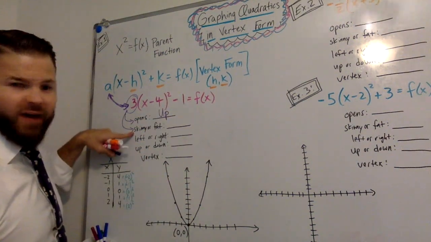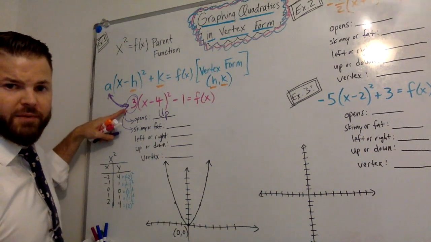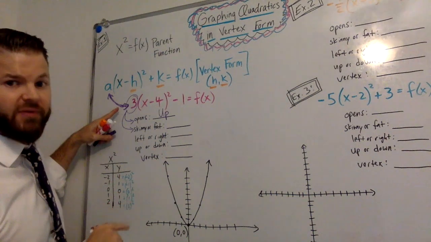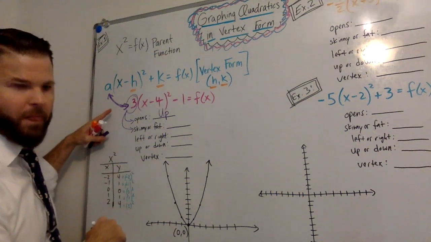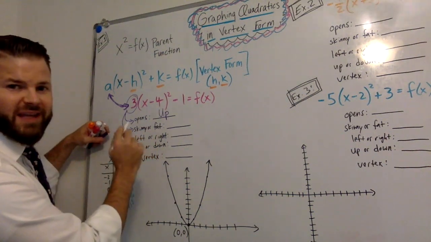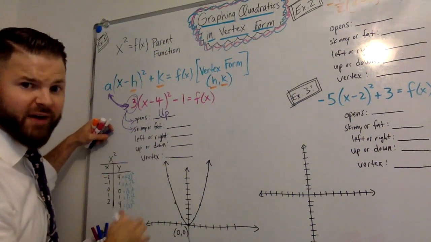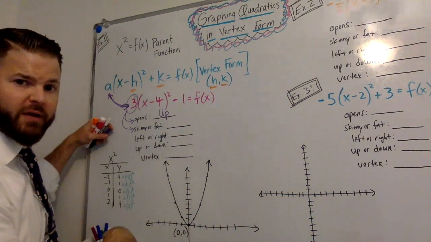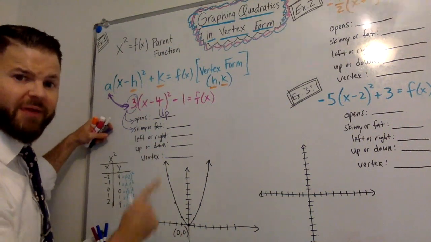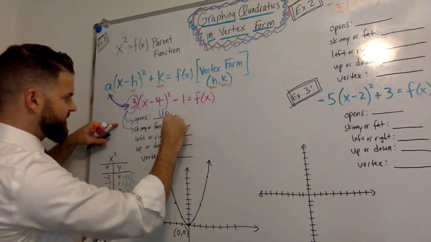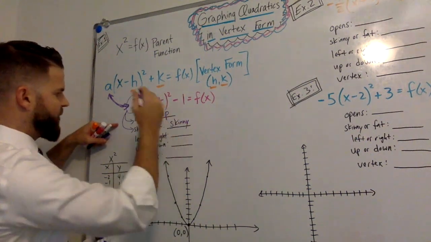If I ask you if it's skinny or fat, this guy's going to determine that. Fractions, all fractions are fat, positive or negative. It's a fraction, he's a fat parabola. Numbers are skinny. If it's a positive or negative, like a -3, -4, -5, that's skinny, but it opens down. If it's +3, +4, +5, that's skinny, but it opens up. So this guy's a regular number, so it's going to be a skinny little fella. He's positive, so he opens up.